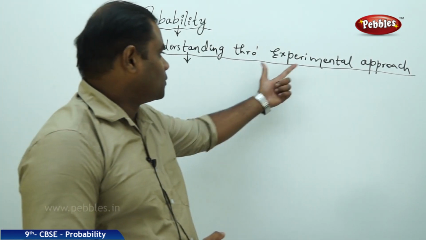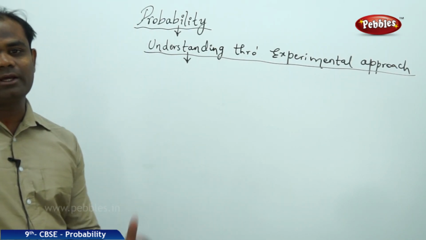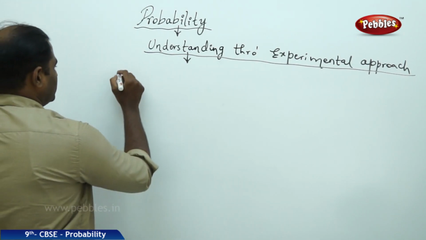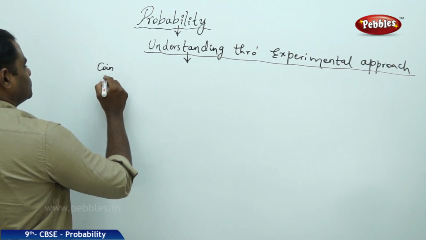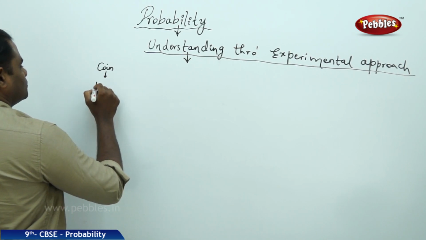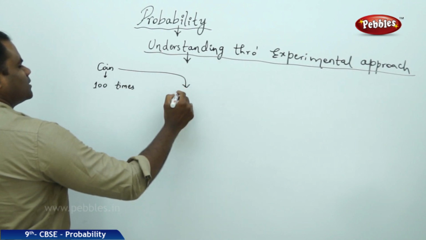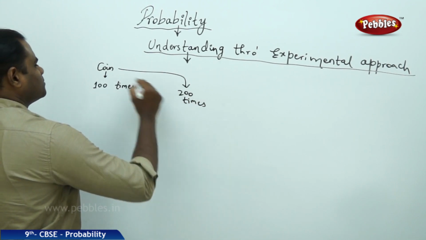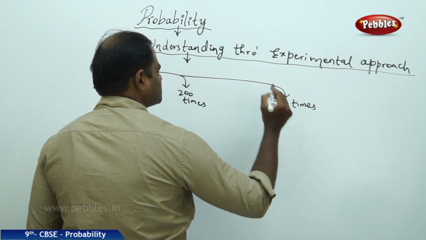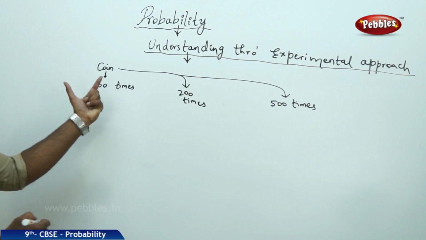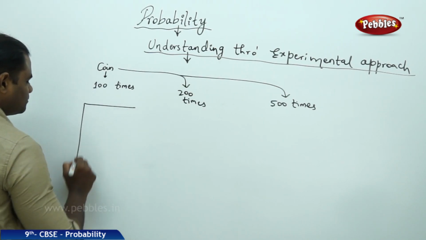Understanding probability through experimental approach. For example, let me take a coin and toss it 100 times. Say a coin is tossed 100 times. Then secondly, it is tossed 200 times. And thirdly, it is tossed 500 times. So in each case, the same coin is tossed 100 times, 200 times and 500 times, and I record the data each time.